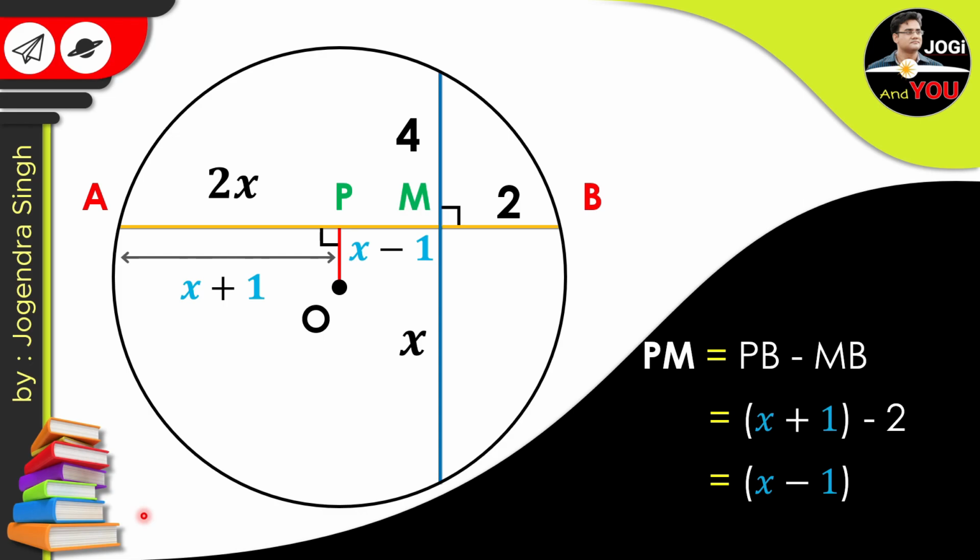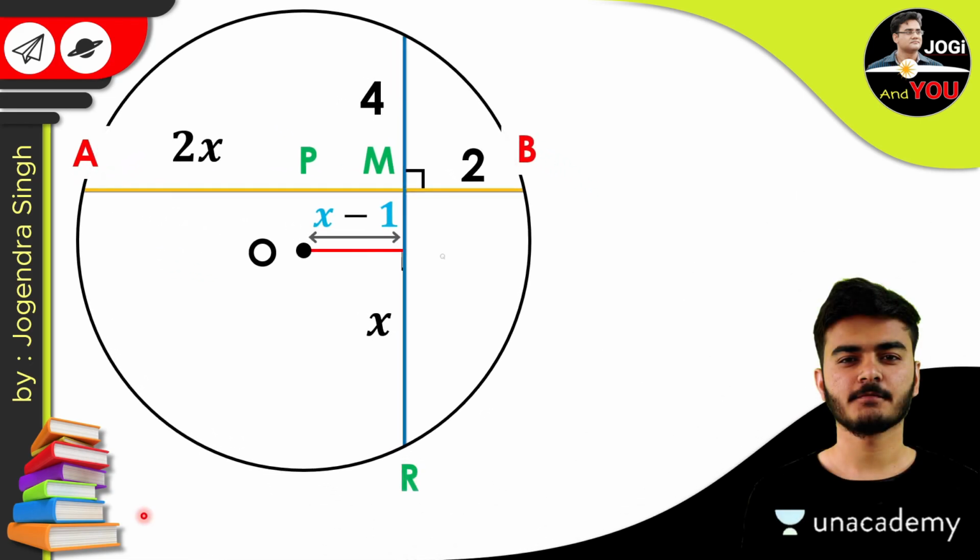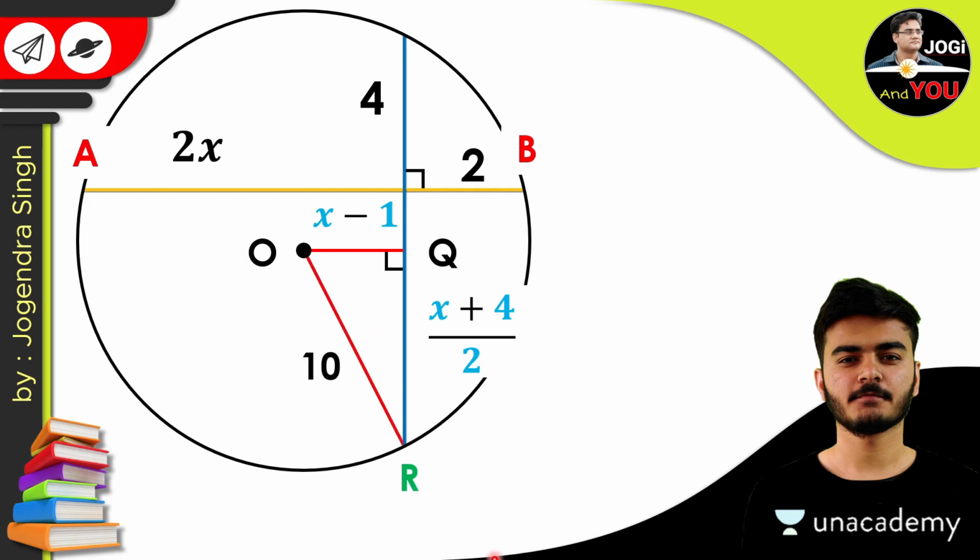So I am taking this perpendicular on the blue chord. Same, it bisects the chord into equal parts. So for calculating QR, just halve the total length of the chord. And what is the total length of the chord? x plus 4. So x plus 4 divided by 2. So we got the lower part of the chord. Now we have x minus 1, OQ and QR. So just join OR, which is our radius. It was given in the question.